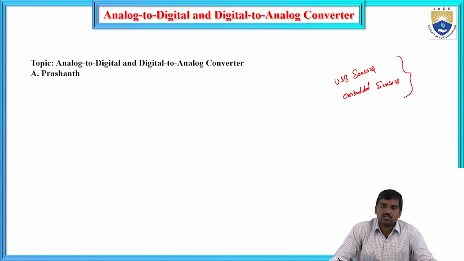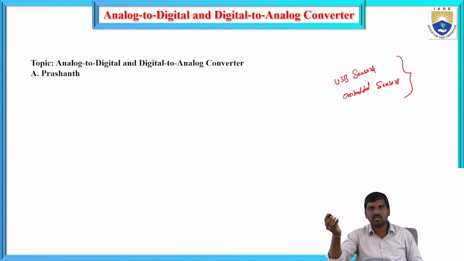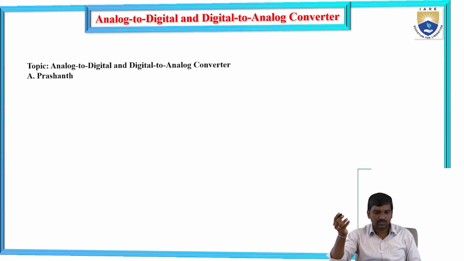For embedded sensors, we also have different types of embedded sensors. For that, applications, advantages, course objective, course outcomes, real-time projects, we also discussed in the last class. So now we are moving on to another converter or sensors, that is analog to digital converter and digital to analog converter sensors. Let's continue.